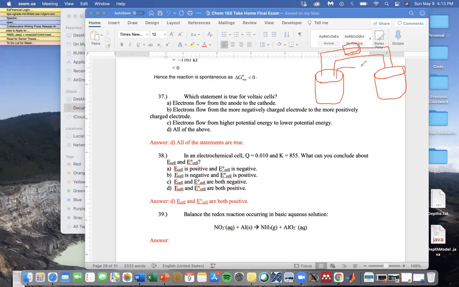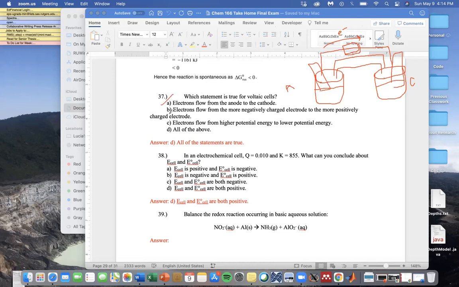So here's an illustration of a voltaic cell. And then here's our electrode. So this side is our anode. This is our cathode. Okay, so for the first one, we have electrons flow from the anode to the cathode. Since the anode is the one being oxidized, it's the one producing electrons, and so the electrons are going to move in this direction from the anode to the cathode. Since this one's being oxidized, this one's being reduced, it's going to flow in this direction. So A is true.